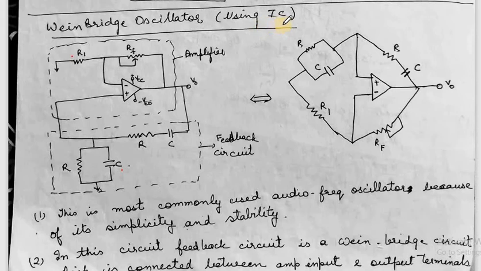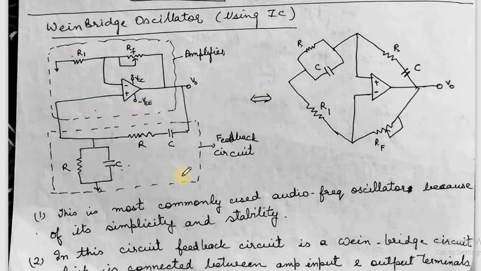Here the IC that I am using is IC 741. With the help of IC 741, I have first made the amplifier circuit. We have already discussed this amplifier circuit in detail, and the feedback circuit is the same lead lag circuit that we had used in the transistor circuit. So this is the basic diagram of the Wien bridge oscillator using IC.